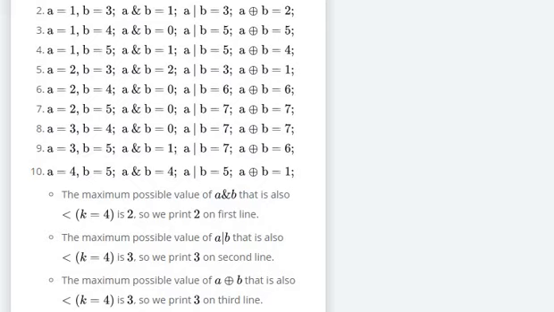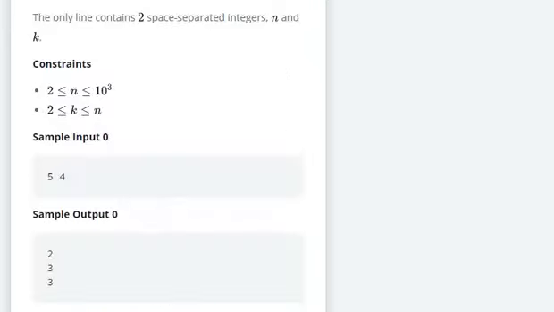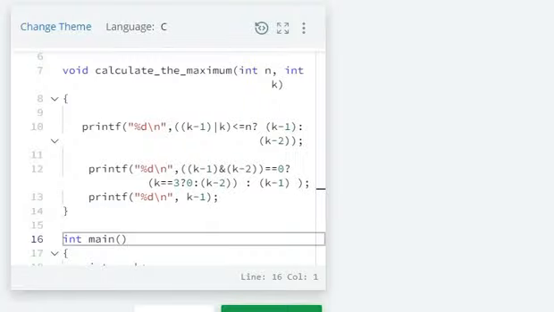So is the task clear now? So sample input 5 and 4, and sample output is 2, 3, 3. So look at the code. What is the function name? Calculate the maximum. Line number 7, function definition with 2 parameters N and K. So line number 10, 12 and 13.